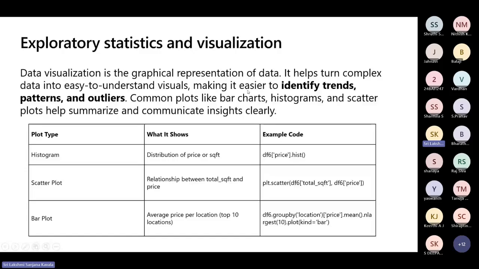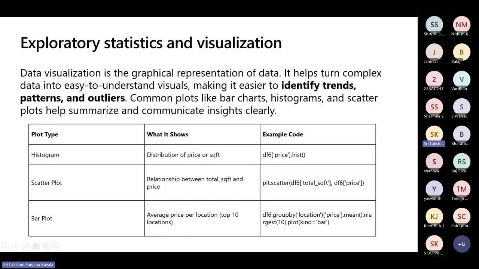Identifying trends means seeing how the data is varying in different rows, or identifying patterns, what kind of patterns it is showing, and outliers. What is an outlier, by the way? For example, if there is a column in a range from 2 to 5, but there is a row which is having a number 8, that means this 8 is an outlier, because all the rows are in the range of 2 to 5, but only one row or two rows is having a number 8. That means that is an outlier. Common plots like bar charts, histograms, and scatterplots help summarize and communicate insights clearly.